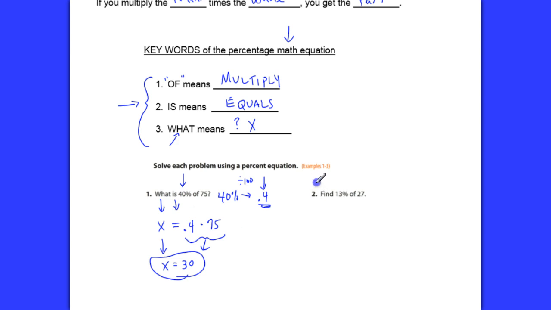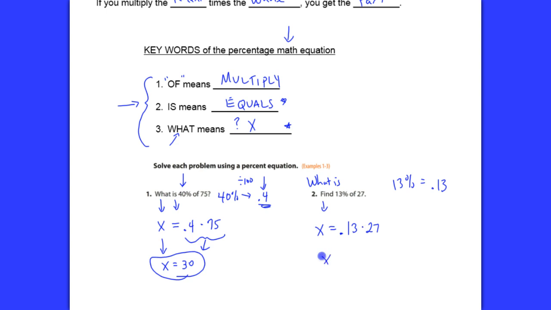Take a look at number 2. It says find 13%. Well, the word "find," think about it, is basically the same thing as "what is." What is 13% of 27, which is the same thing as find. So we can treat that just like "what is." Right? What is x equals 13%. Now remember, we got to change that. 13% equals 0.13. So you divide it to turn it into a decimal. You have to do that. "Of 27" means times 27.